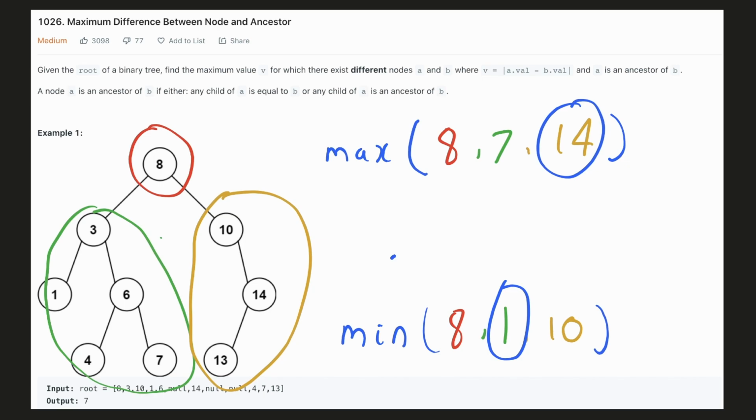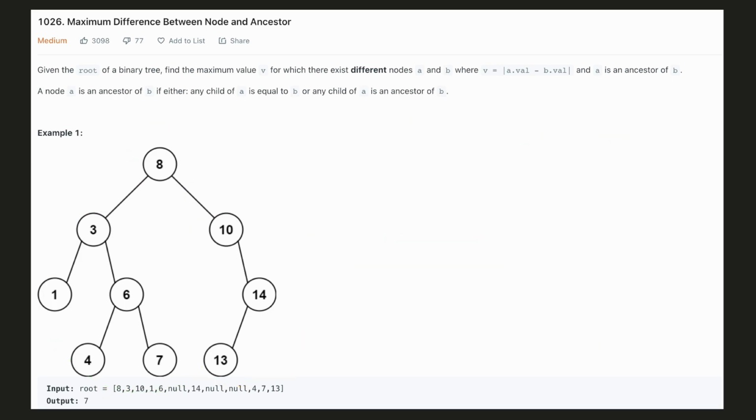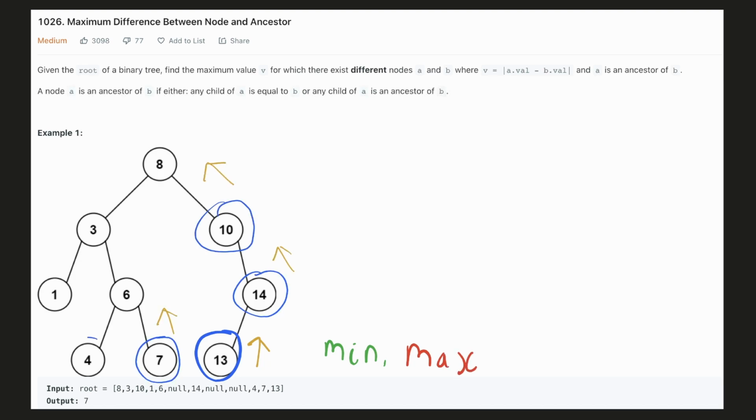We'll find the difference of these two with the ancestor node, and whichever is the maximum, we'll compare it with the maximum difference we have seen so far, and if it is greater, we'll update our answer. So starting from each leaf node, we have to return two values, the minimum and the maximum of its subtree, and these values will be used by the parent node to calculate the minimum and the maximum of their subtrees.